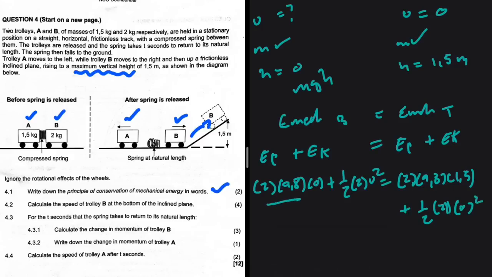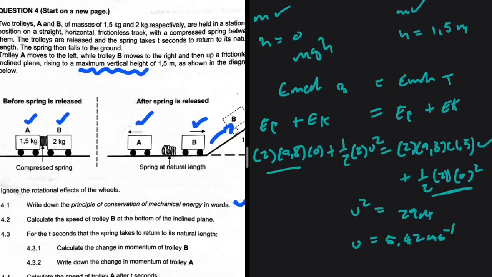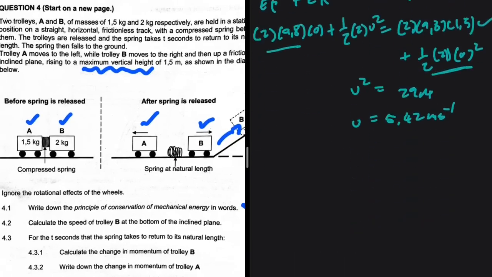So this gives us 0, 2 divided by 2 is 1. So we have v squared being equal to... Let me just put that in my calculator. 2 multiplied by 9.8 multiplied by 1.5. That is 29.4. So v is equal to 5.42 meters per second. The question says speed, so we don't have to give any direction. We can just leave it like that.